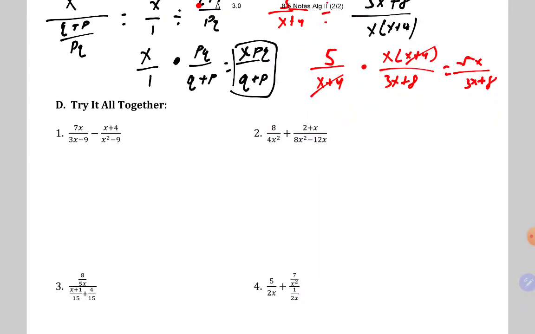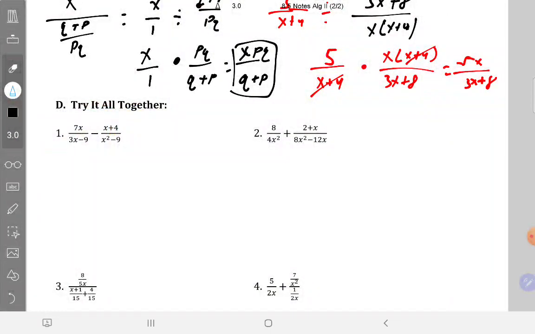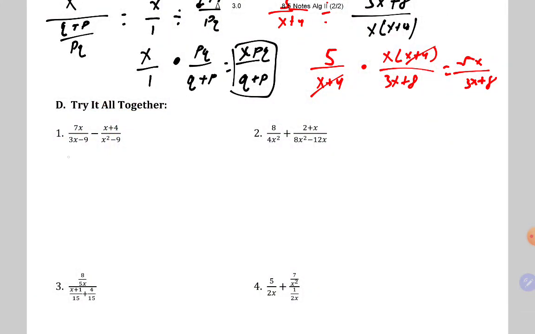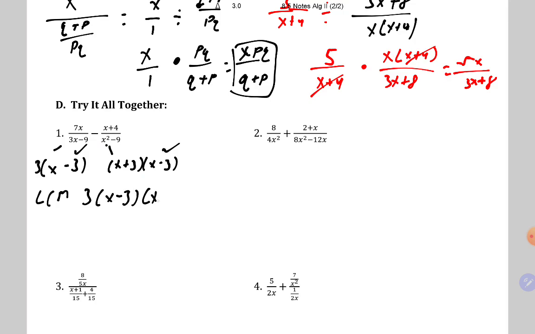Alright, part D. Everything we've been doing. So this factors into 3 times the quantity x minus 3. And then this one factors into x plus 3, x minus 3. So the lowest common multiple, okay, we have the 3 out in front. They both share an x minus 3. And what's left is an x plus 3.